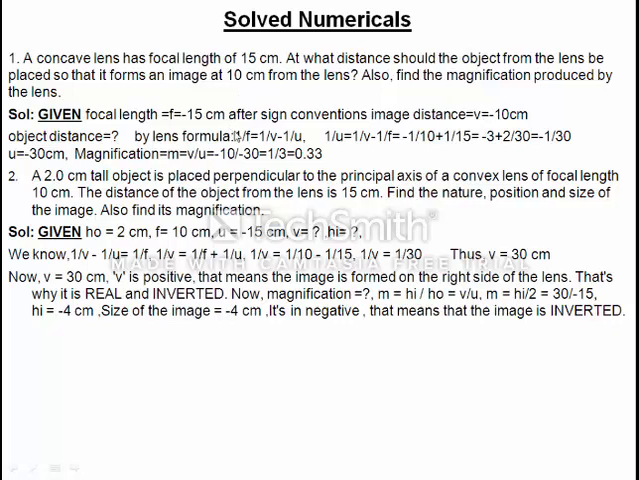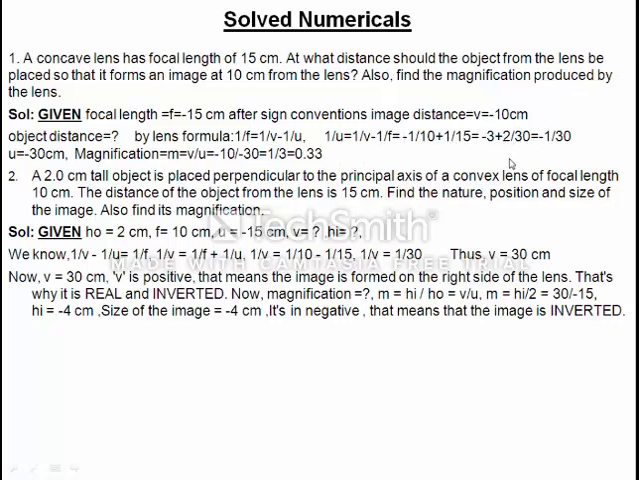Draw the ray diagram also. So what will you take? You will take a concave lens and you will take a focal length of that concave lens as 15 centimeter. So if f1 is 15 centimeter, f2 is 15 centimeter. So 2f1 will be 30 centimeter and 2f2 will also be 30 centimeter. Object distance you have calculated. Place the object at minus 30 centimeter and draw the ray diagram.